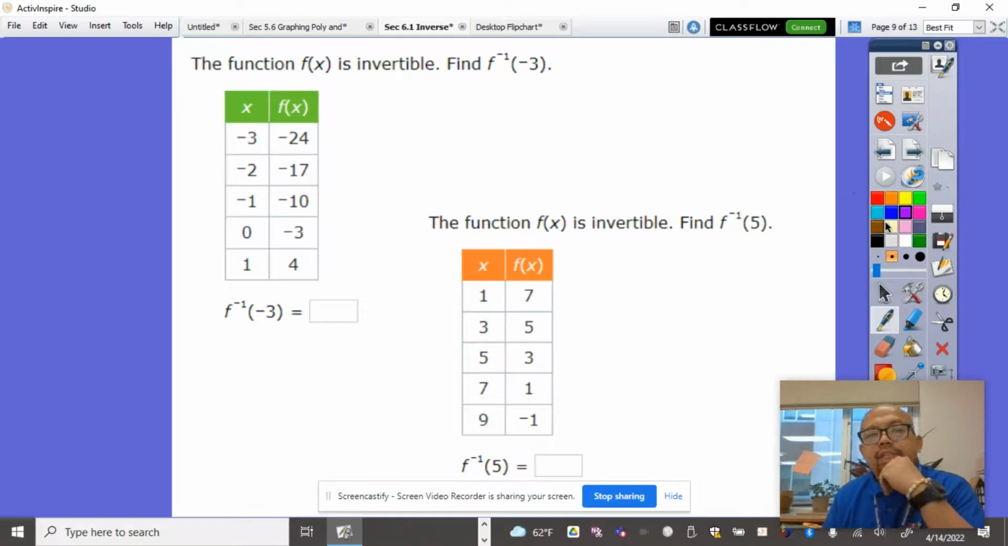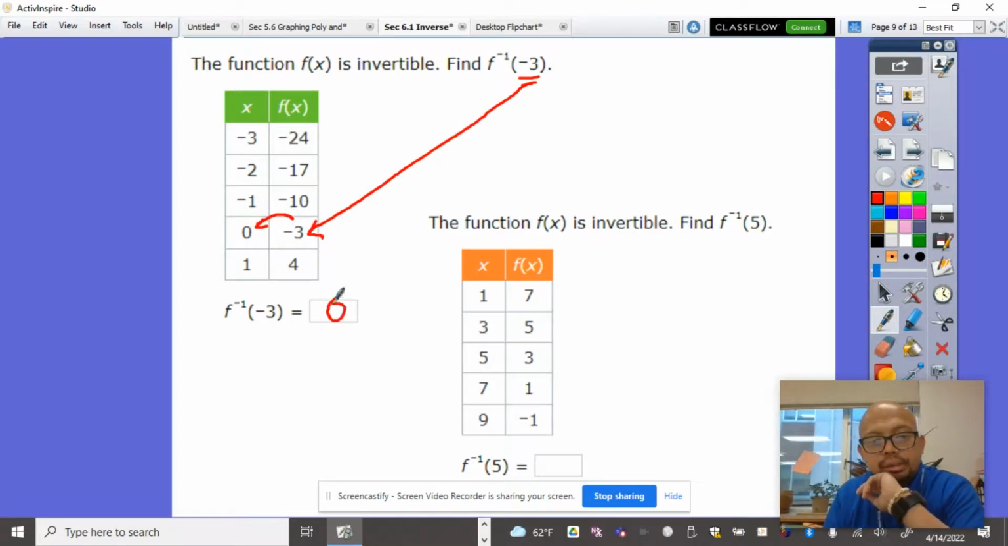The function f of x is invertible. Find the inverse of f of negative 3. So the negative 3 on the y, we're going to find the value of x. The answer here is 0. The function f of x is invertible. Find the inverse of f of 5. The 5 on the y, and the value of x there is 3. Okay, very simple, right?